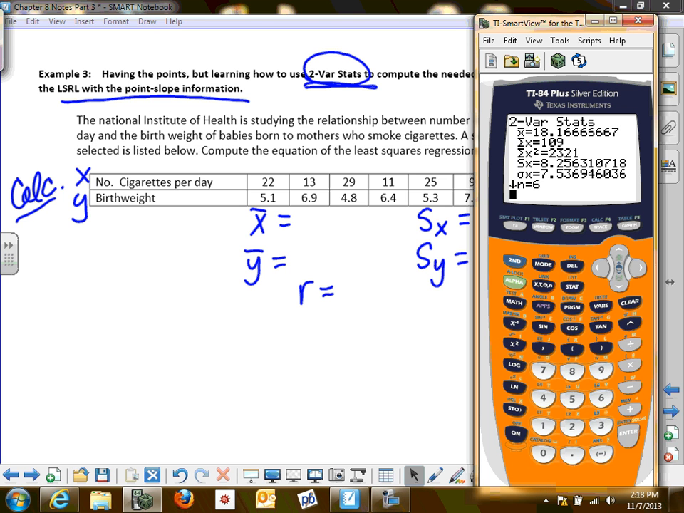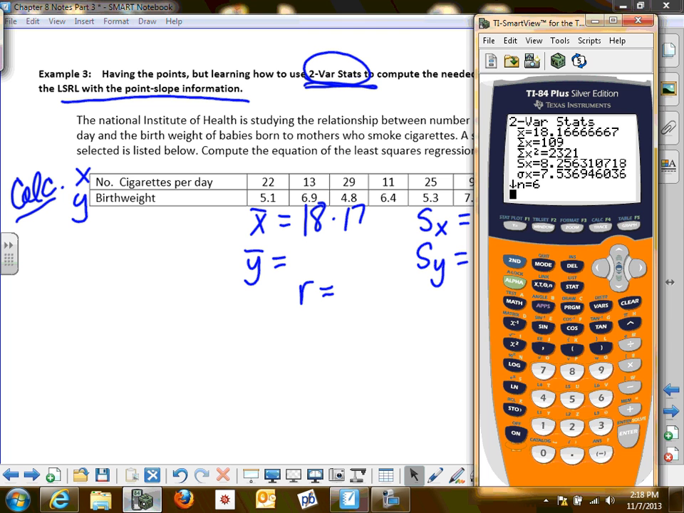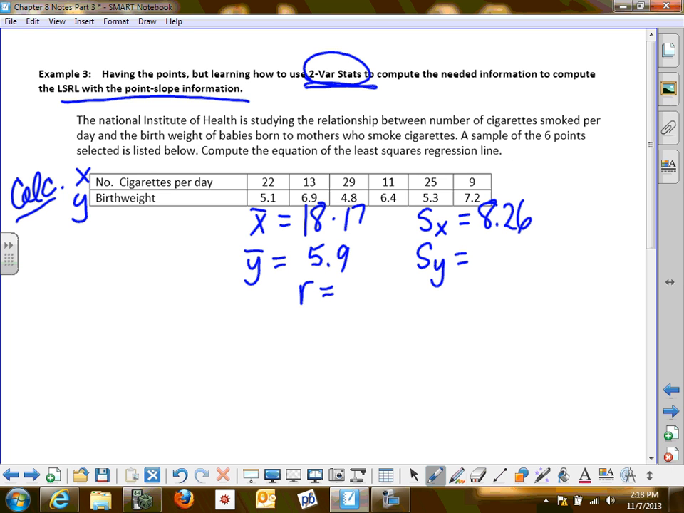This top value is x bar, so that is going to be the mean of all your x's. And if you look down a little bit, you get the standard deviation of the x's at 8.26. So let's write those in: 18.17 and 8.26 as the x information. If you arrow down, then the y information appears. The mean of y is 5.95. And look a little further, the standard deviation of the y's is 1.01. So I'm going to fill those in.